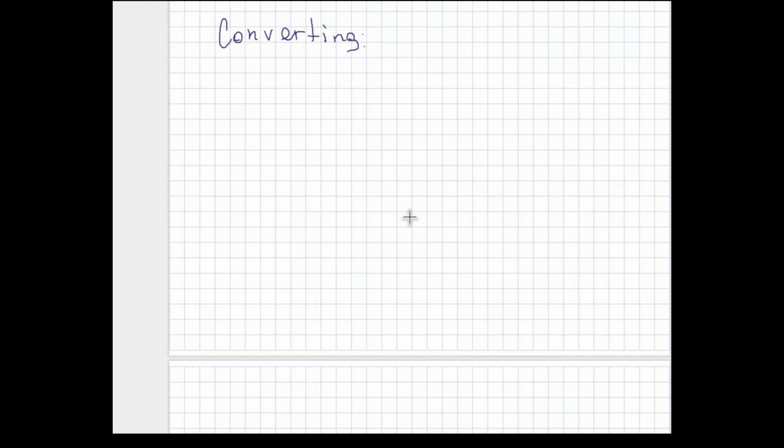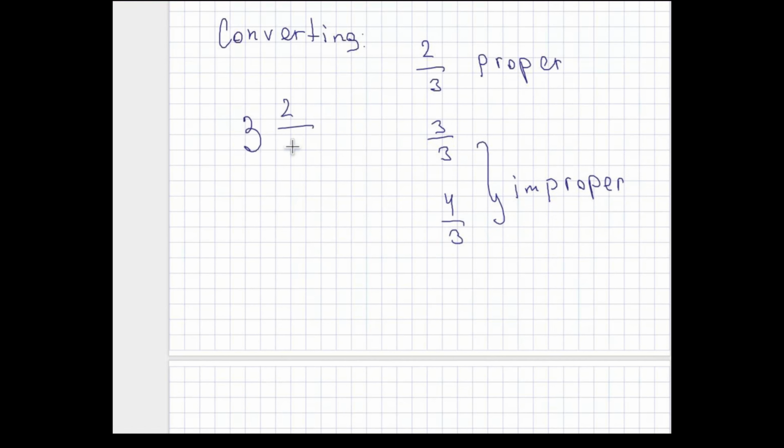So, what does converting mean? As we talked about in our previous lesson, we covered what a proper fraction and an improper fraction are. Like 2/3 is a proper fraction, while 3 over 3 and 4 over 3 are improper fractions, where the numerator is more than or equal to the denominator. Okay, and we can have a type of number like 3 and 2/7.